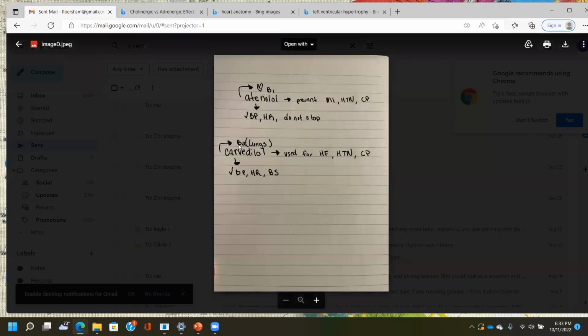With carvedilol, it's a beta 2, so it's lungs. It's used for heart failure, hypertension, and chest pain. And I'm going to check my blood pressure, heart rate, and blood sugar since it's a beta 2. And that way it's just a little bit quicker when you're studying them after you've found out everything that goes on with the drugs, kind of breaking it down that way.